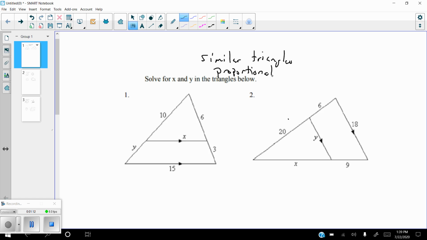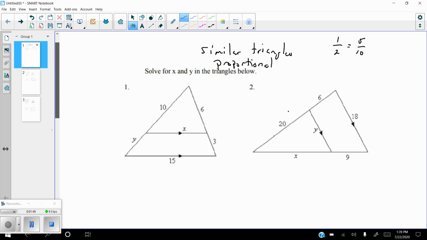And the word proportional, the root word of that being proportion, means that you're going to have two ratios, which are fractions, equal to each other. That's what proportional means. So, for example, if I were to tell you that 1/2 is proportional to 5/10, that should make sense. You know that 5/10 and 1/2 are exactly the same. Those two fractions, those two ratios, are proportional to each other. Same exact idea when it comes to triangles.